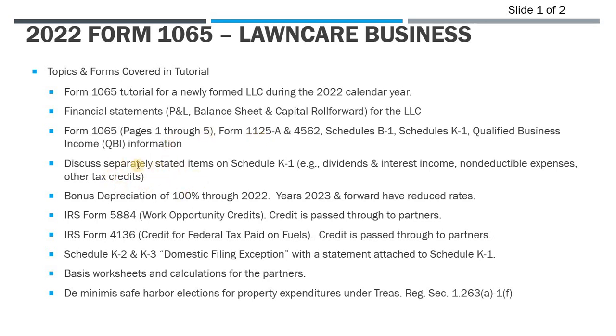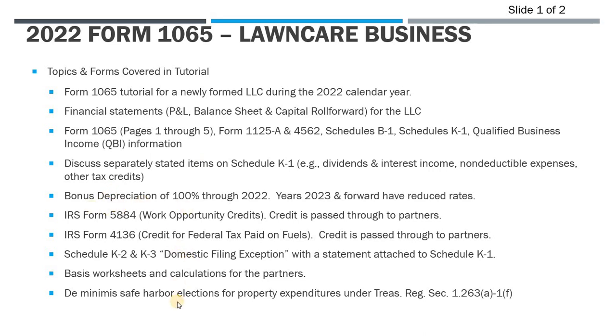Moving on from the return itself, we'll talk about separately stated items on the K-1. This is a very, very important concept with partnerships and S corps, right? You have separately stated items that cannot be aggregated as part of the ordinary trade or business income. So things like dividends and interest, non-deductible expenses, credits, and so on.